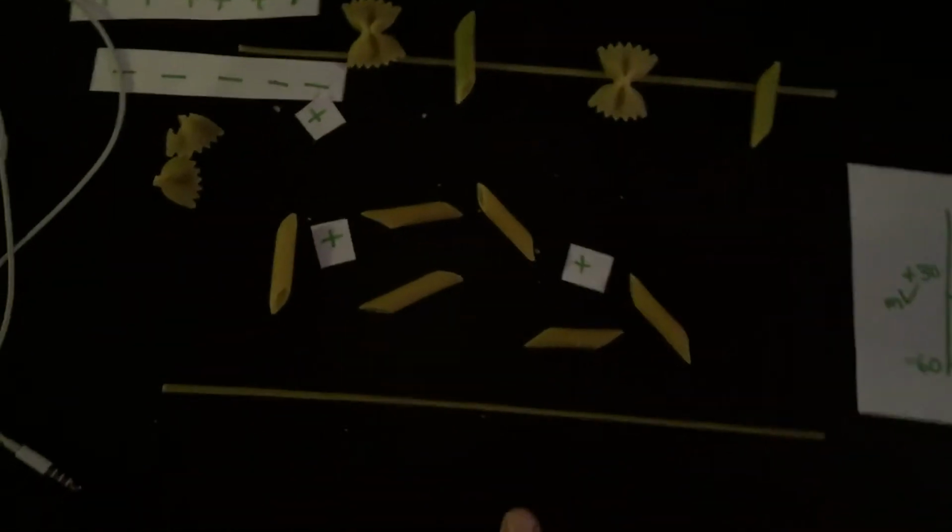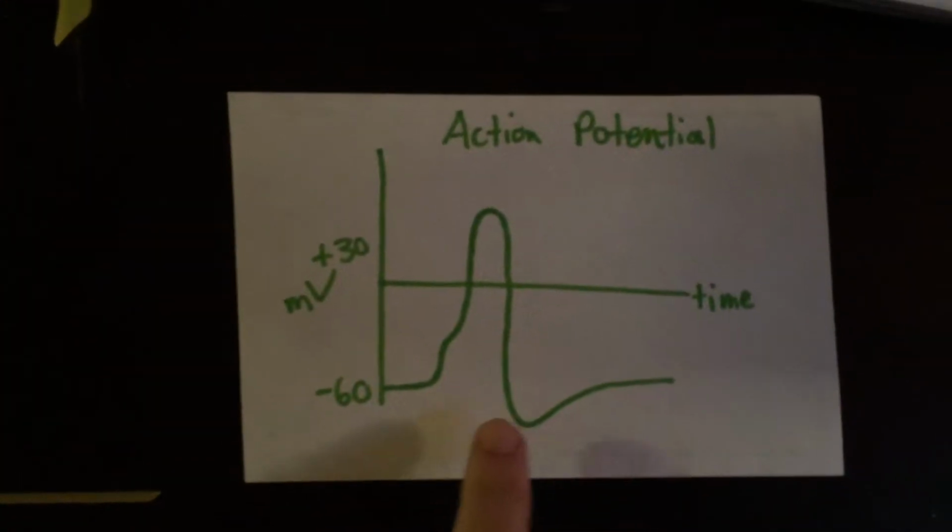Hey guys, this is probably the weirdest thing you've ever seen, but I made you a neuron out of pasta. So we're going to take a look at the action potential and what permeability has to do with it. Let's go over some anatomy before we start.